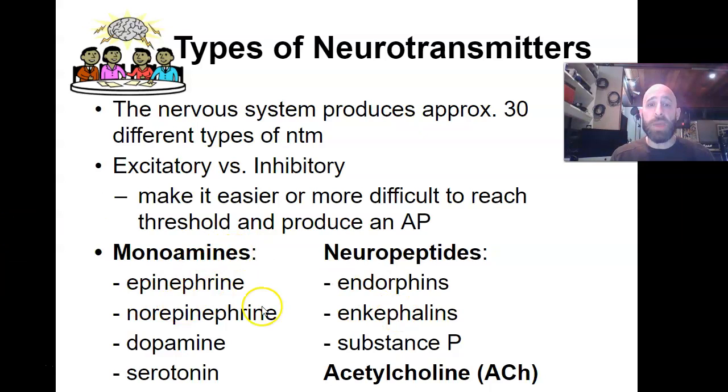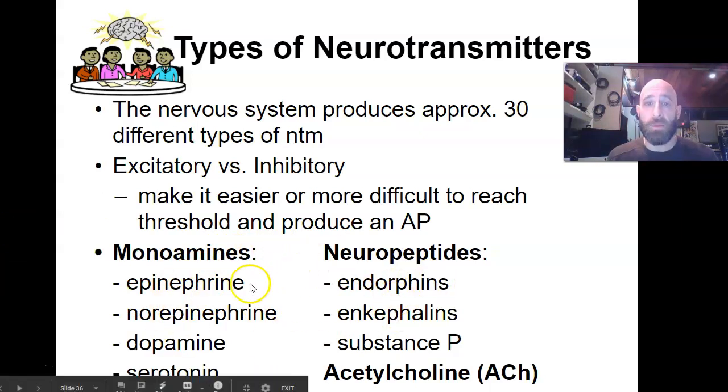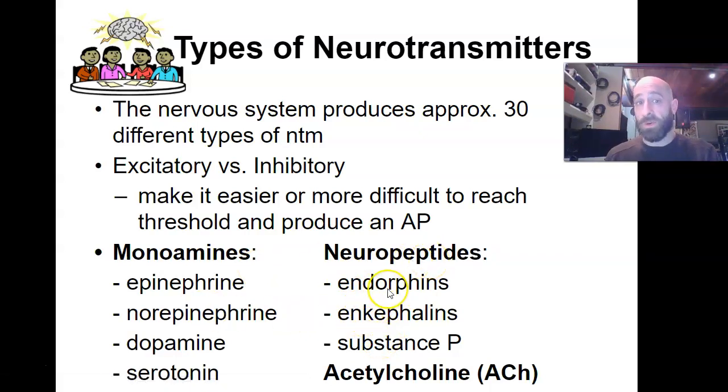So these are some of the major neurotransmitters that we talk about in this unit. Epinephrine, norepinephrine, dopamine, serotonin. Those are called monoamines. We have endorphins, enkephalins, and substance P. Those are called neuropeptides. Now, what I wanted to point out to you on the slide, though, is not so much the names of these. Some of them might be familiar to you. You probably heard of dopamine. You probably heard of serotonin. You probably have heard of epinephrine. If you know anybody who has an EpiPen, that's epinephrine.